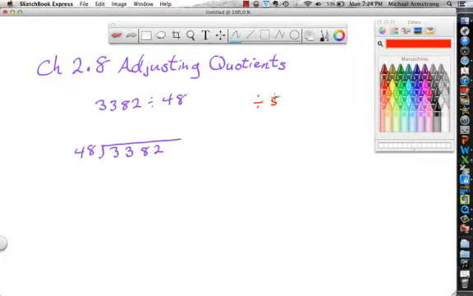We're going to divide by 50, and then we're going to think of a compatible number that works nicely with 5. And 3,000 works nicely with 5, or 30 does. 5 goes into 30 6 times, and that leaves 2 zeros left. So I might assume, oh, that's one too many zeros.